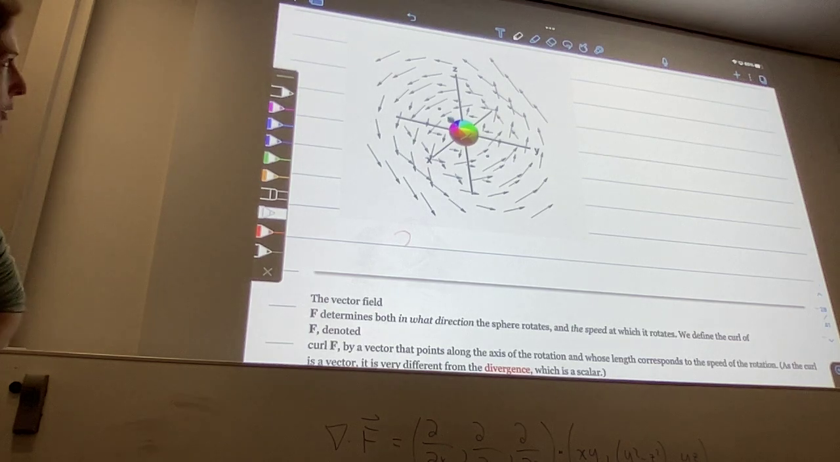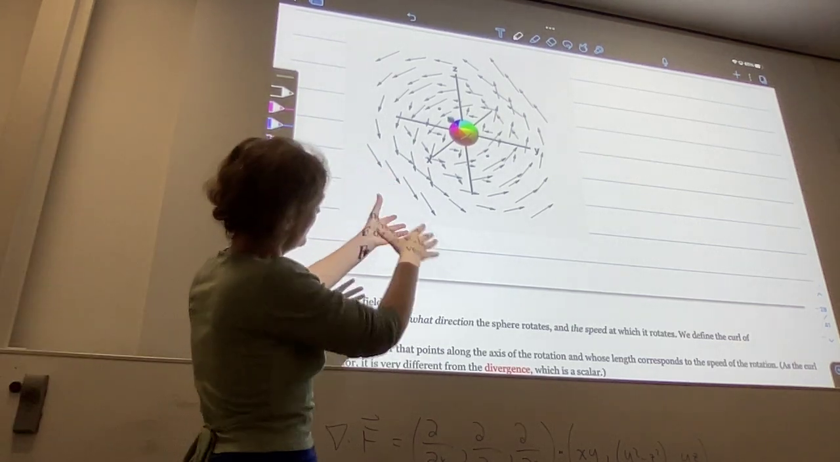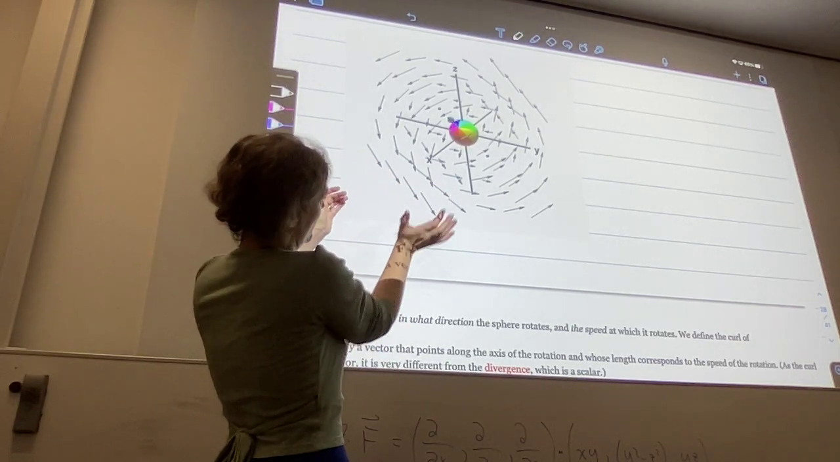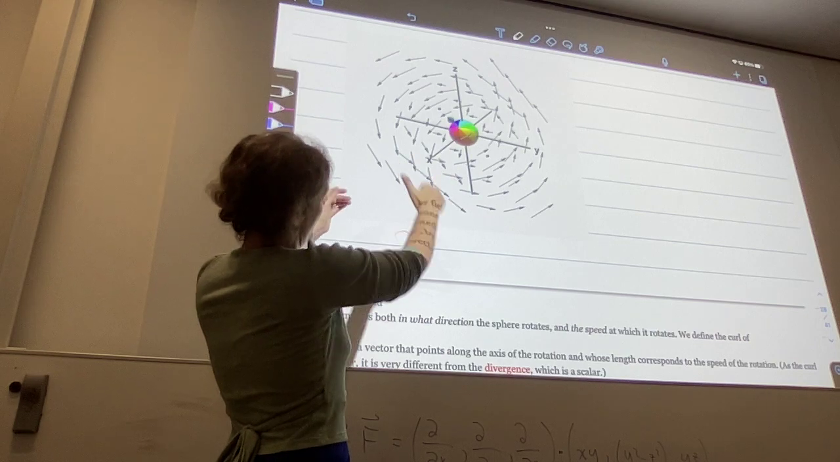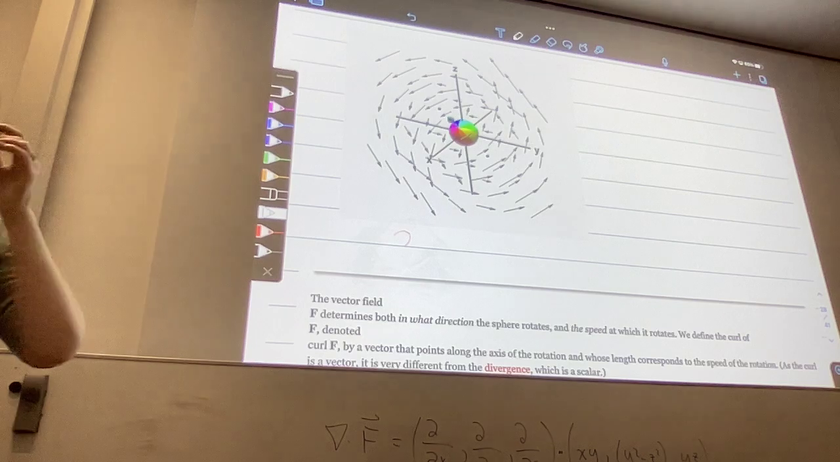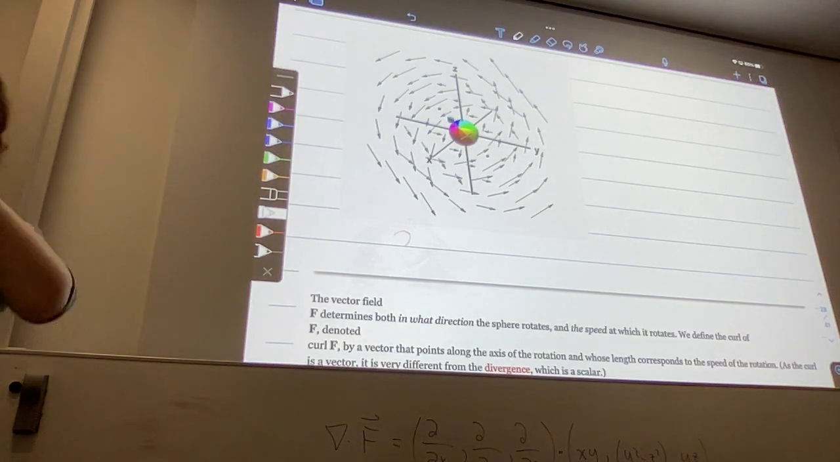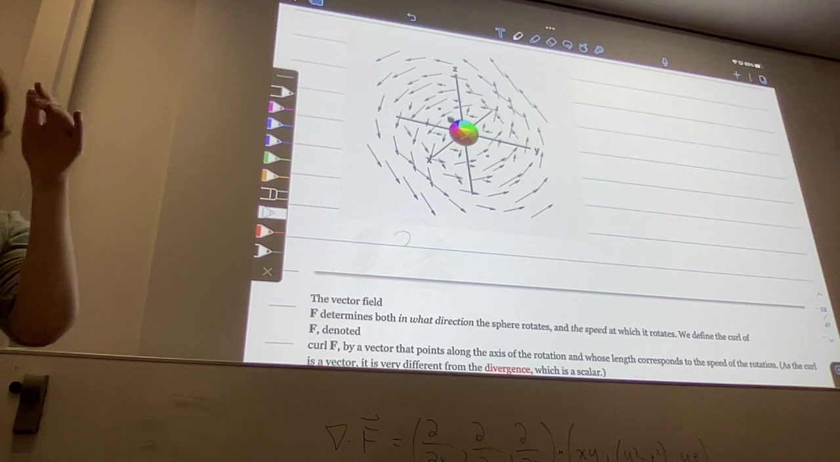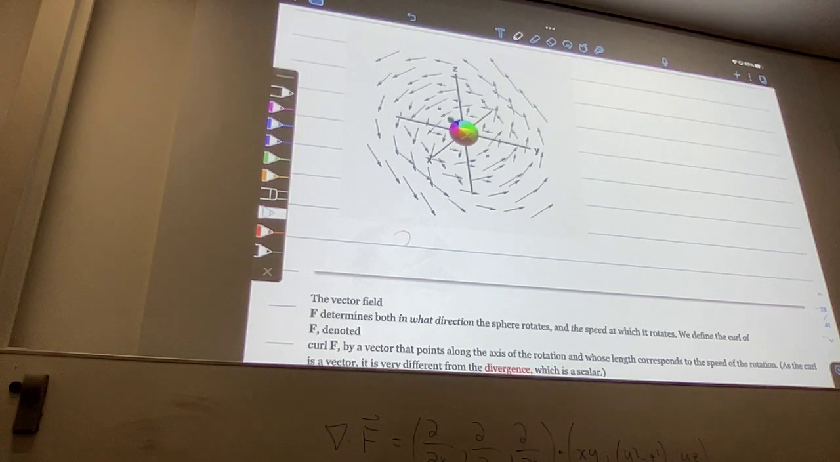So the green arrow, this is kind of pointing out. We've got our vector field doing this, and so the green arrow shows where our curl is. So the curl is always pointing in a perpendicular direction to where your vectors are swirling. That makes sense. Yeah, okay.